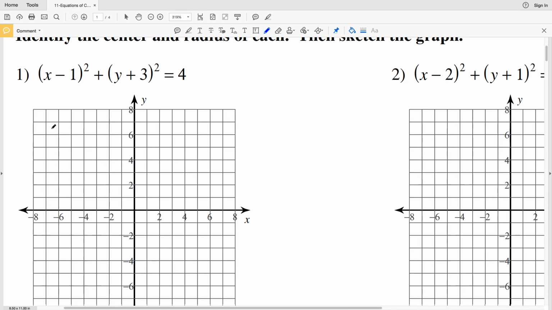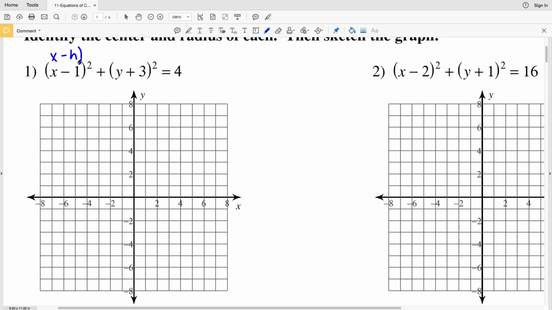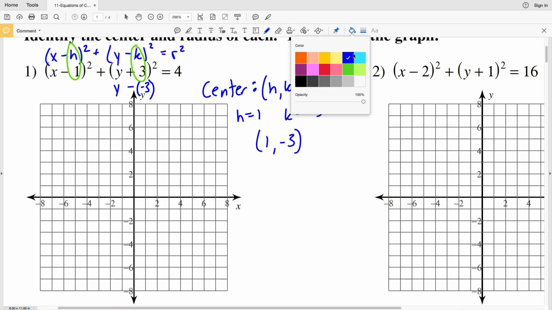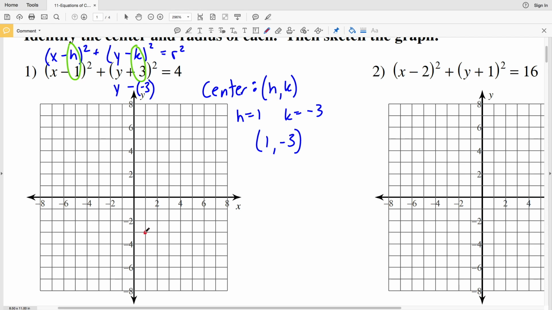In number 1, remember (x - h)² + (y - k)² = r². So our center is at h, k, which for this equation, h is 1, and if we have y plus 3, that's the same as y minus a negative 3. So negative 3 is k. Our center is at 1, negative 3. So let's plot the center of our circle: over 1 to the right in the x direction and 3 down in the y direction.